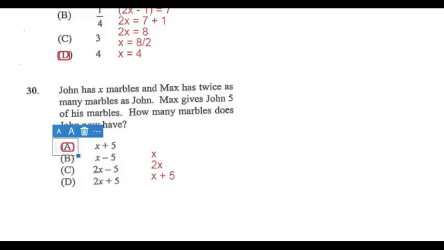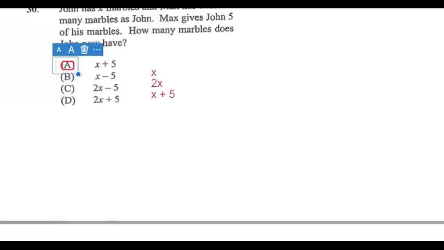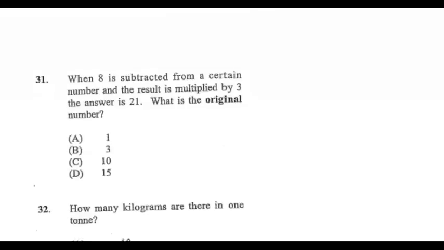And as you can see in previous papers, they always ask you what is Max. How many marbles does Max now have, which would be 2x minus 5, as he originally had 2x marbles and gave away 5. 31. When 8 is subtracted from a certain number and the result is multiplied by 3, the answer is 21. What is the original number?